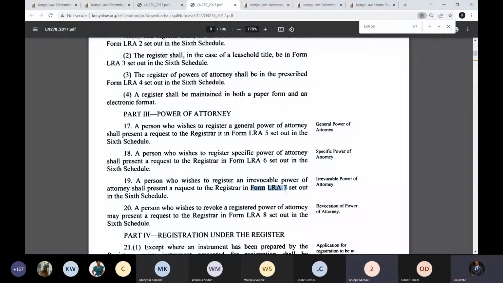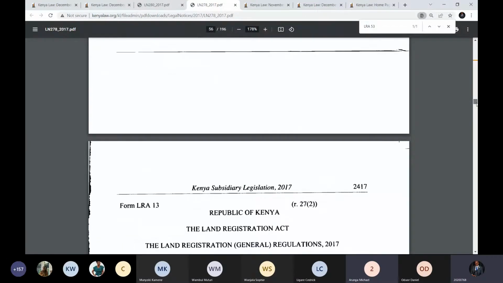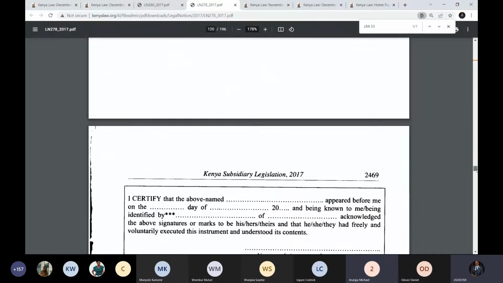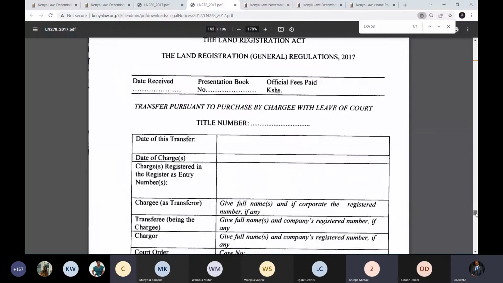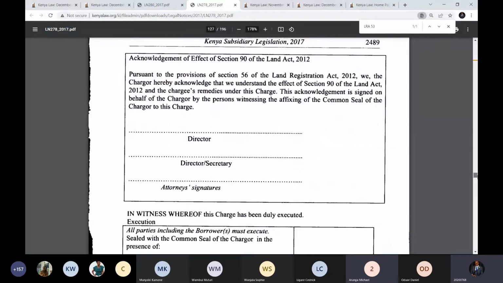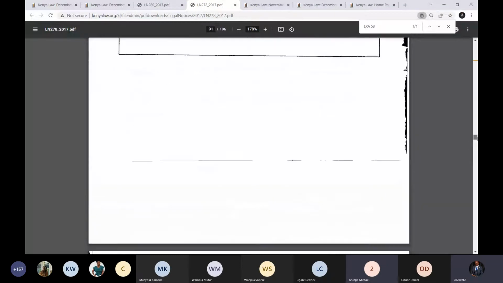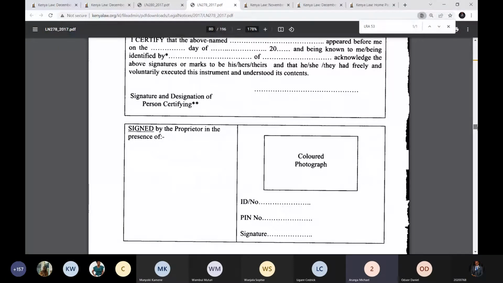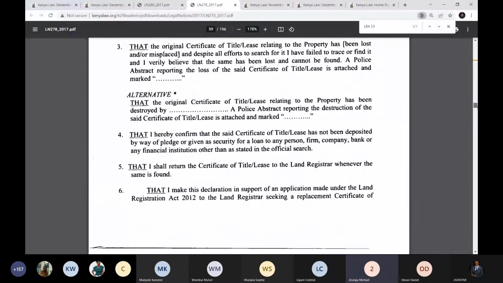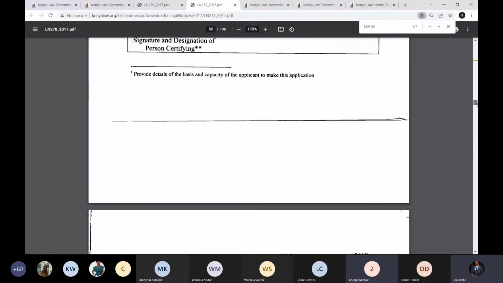Anyone with a clue or an attempt? Who wants to attempt? What is that crucial thing in an irrevocable power of attorney that makes it irrevocable? Yes, I've had somebody say the answer: consideration. Yes, that's the answer.